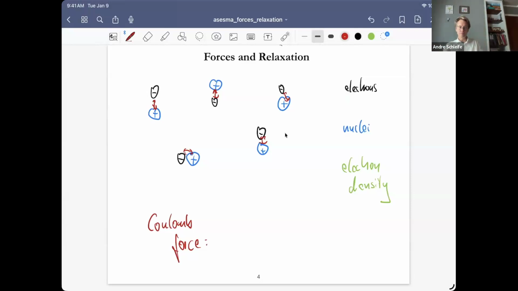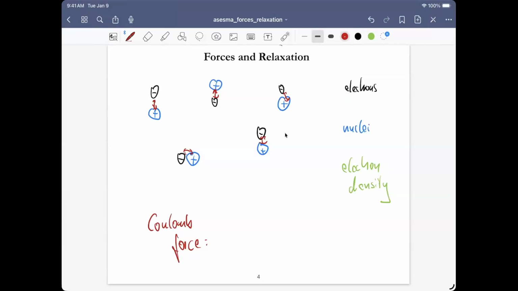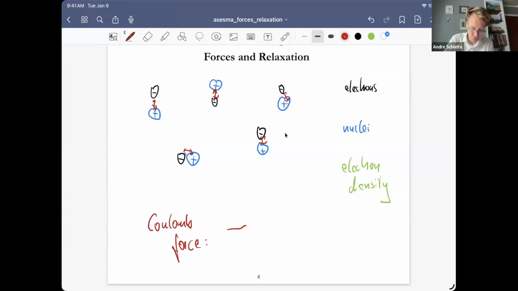Any guesses? What does the Coulomb force look like? Q1, Q2 over R square. Perfect. So I'll keep it short. So we have charge 1, charge 2 over R square, for instance. Exactly. All right. Perfect. We will use that in a moment.